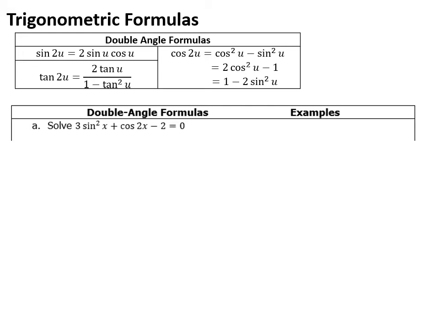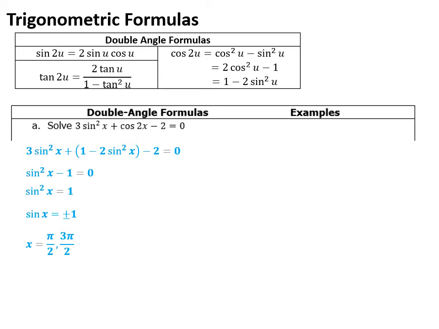So solve 3 sine squared x plus cosine 2x minus 2 equals 0. Right there, cosine of 2x kind of looks like I want to use that bottom formula, 1 minus 2 sine squared of u, because then that gets everything in terms of sine squared. So I've got sine squared x minus 1 equals 0. So sine squared x equals 1. Sine x equals plus or minus 1, and that's going to be at pi over 2 and 3 pi over 2. So all of my answers will be pi over 2 plus n pi, where n is an integer.